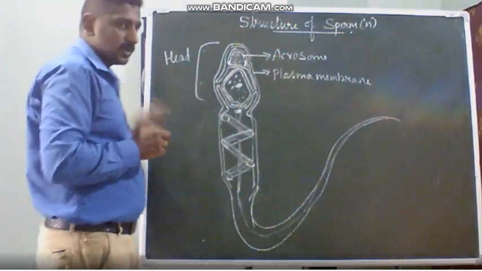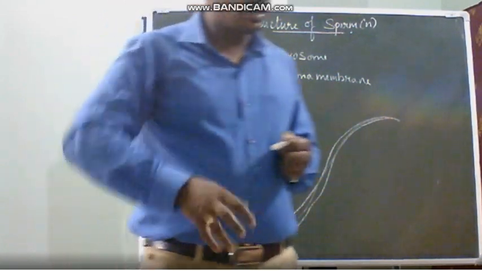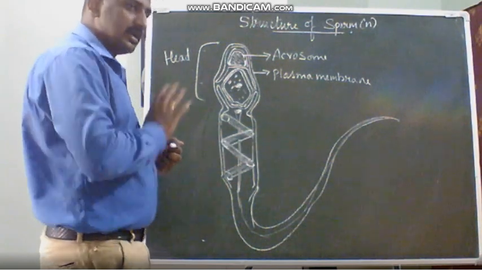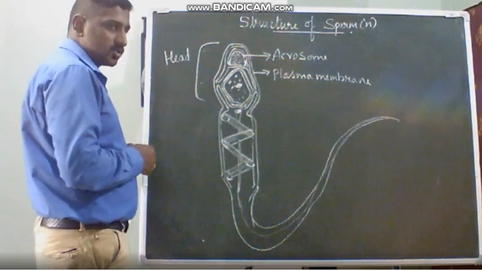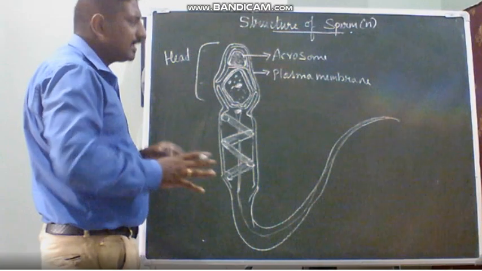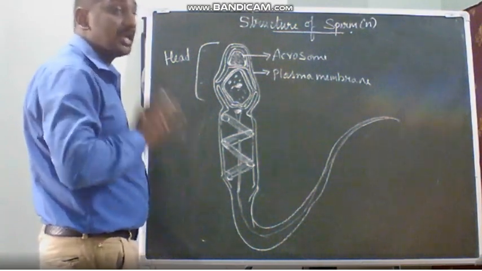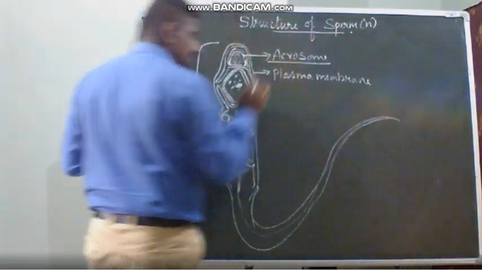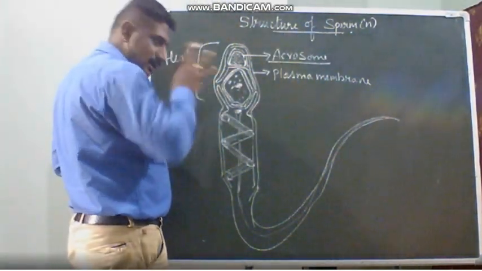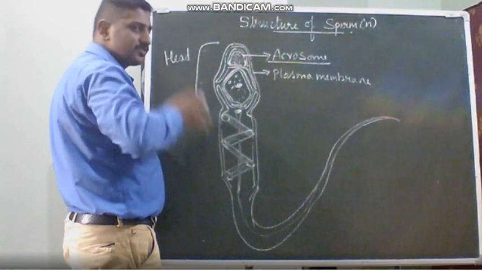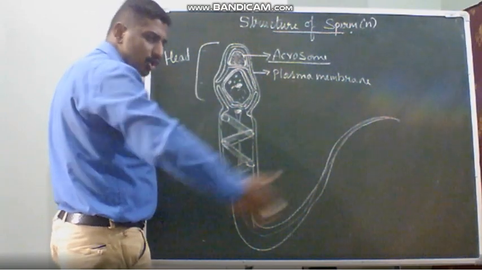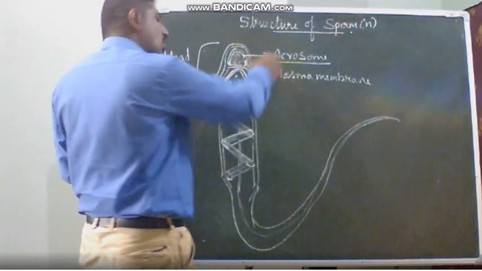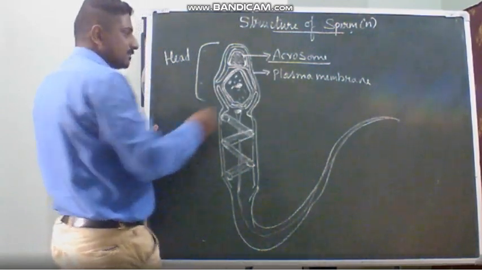What is the role of the acrosome? Acrosomes are involved in the acrosomal reaction. What is the acrosomal reaction? I'll take that separately. But for your understanding, it is a reaction which takes place during fertilization, and for that we require an acrosome. The acrosome is filled with enzymes through which they can corrode and digest the layer of the ovum. So they are involved in fertilization. Next we have the plasma membrane.